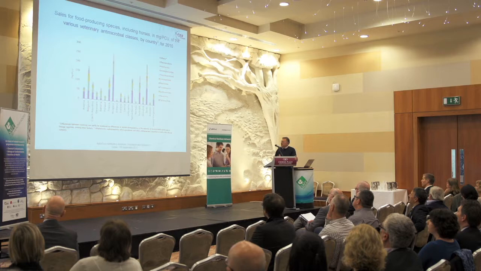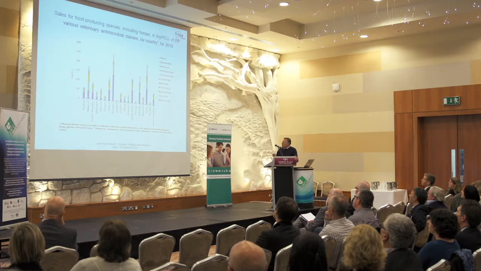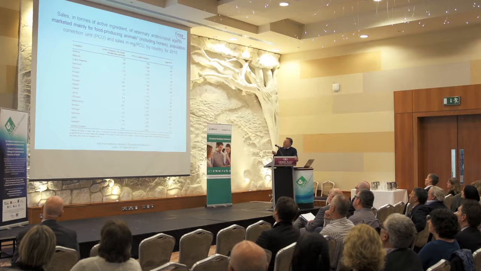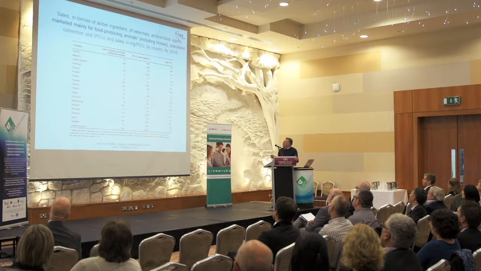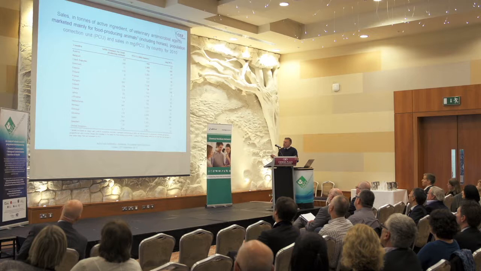In this slide, you have the quantity of active ingredient of veterinary antibiotics in food-producing animals, corrected by the PCU. So in the last column here, you have the quantity, the milligrams, used by PCU, and you see there is a very, very big difference. For example, a nice country is Iceland. There is only 8 milligrams of antibiotic used by PCU, but the bad one is Hungary, 268.